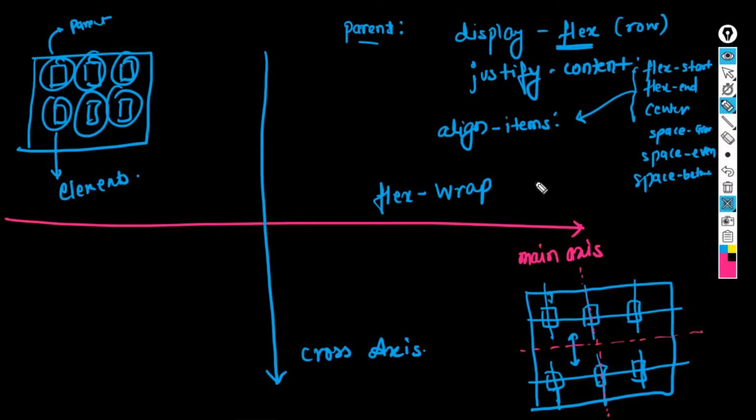So here we are using align content. Again, we are talking about the parent only, whatever the properties you are now seeing are about the parent. Understood? This is only what I talked about.